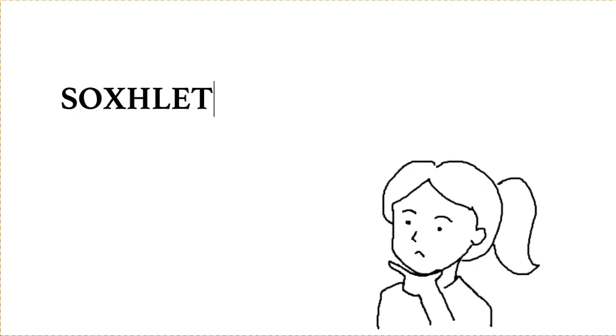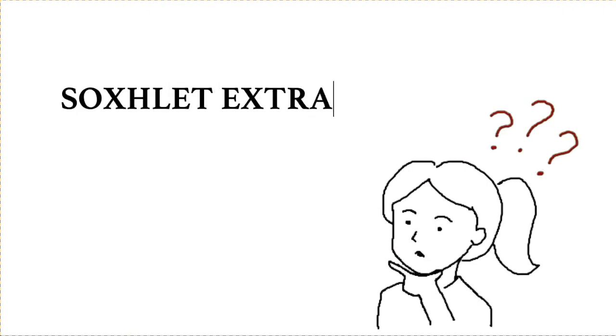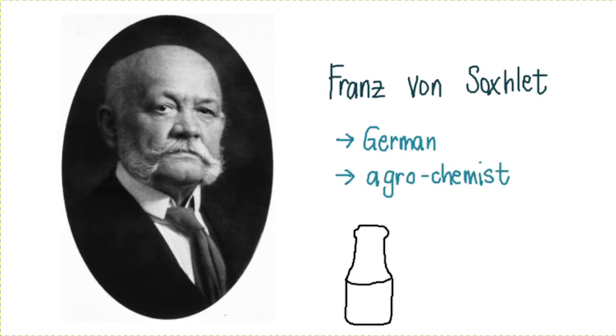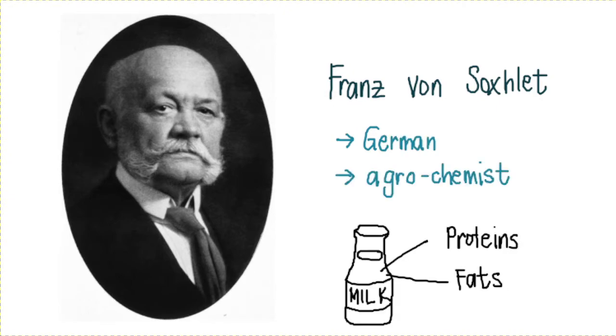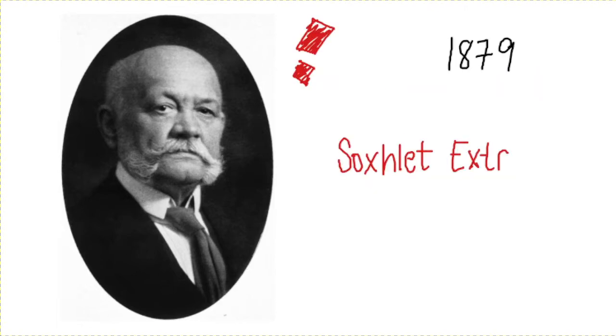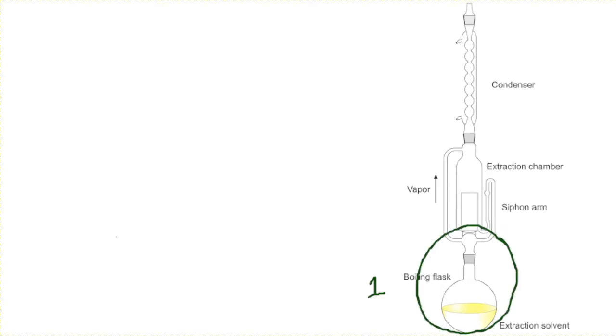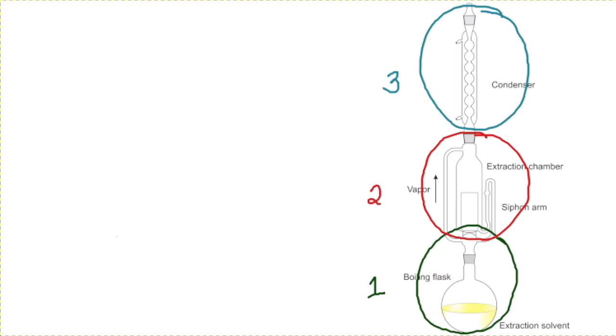Before proceeding to the principle of Soxhlet extraction, let's have a little go at the history of this method. It was developed by Franz von Soxhlet, a German agrochemist who was interested in studying proteins and fats found in milk. Thus, he came up with this technique of extraction in 1879. The setup consists of three major parts: the boiling flask with the extraction solvent, the Soxhlet extractor, and the reflux condenser.